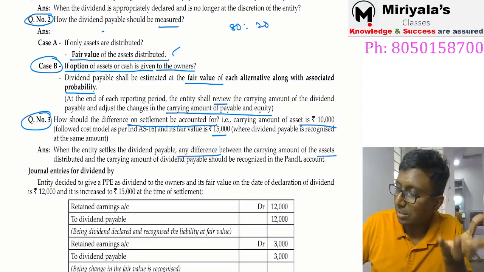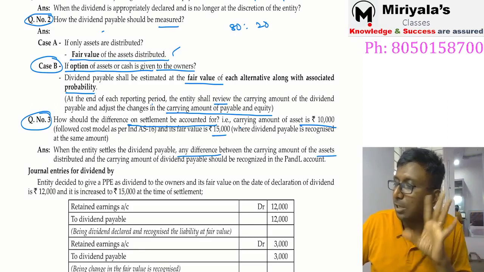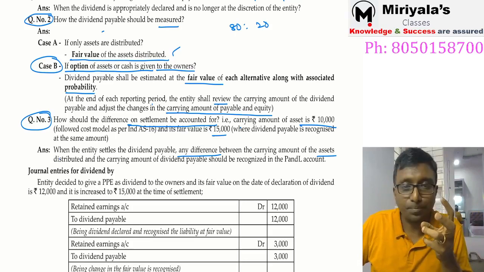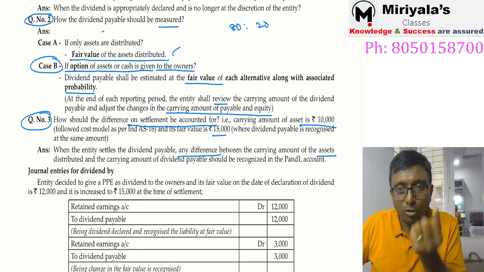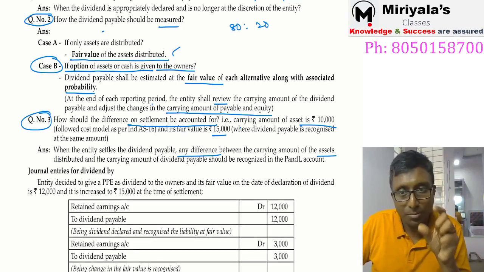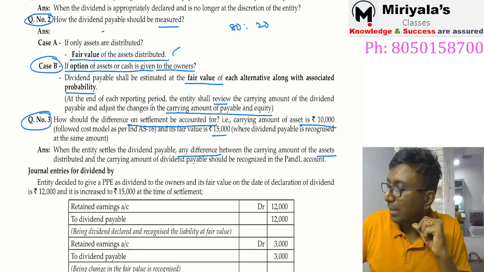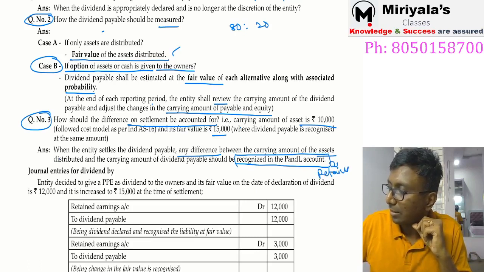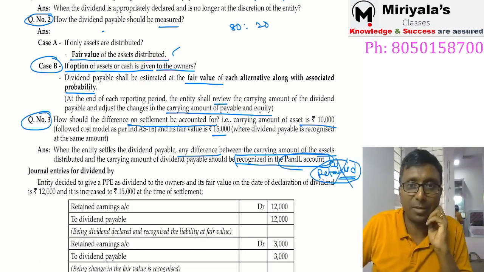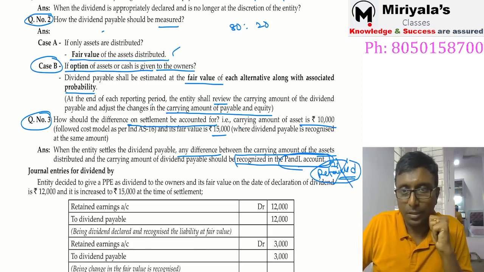Now you have recognized the dividend payable at some number. Subsequently, you must have given more or you must have given less. Some change can happen. So that change in the dividend payable should be recognized in the profit and loss account, not in retained earnings or equity. It is going to be transferred to the profit and loss statement, not to the retained earnings. Is this clear, my dear? Say at least yes, no, not applicable.